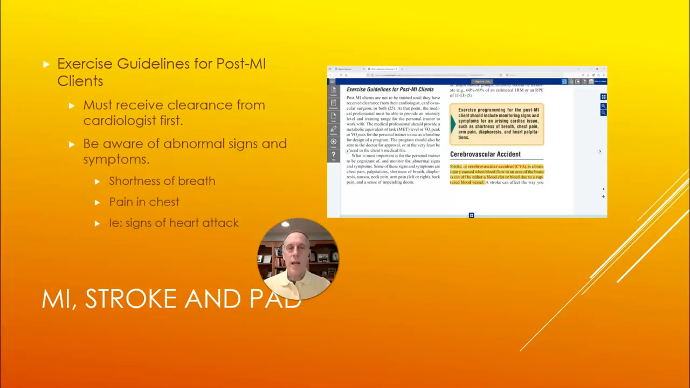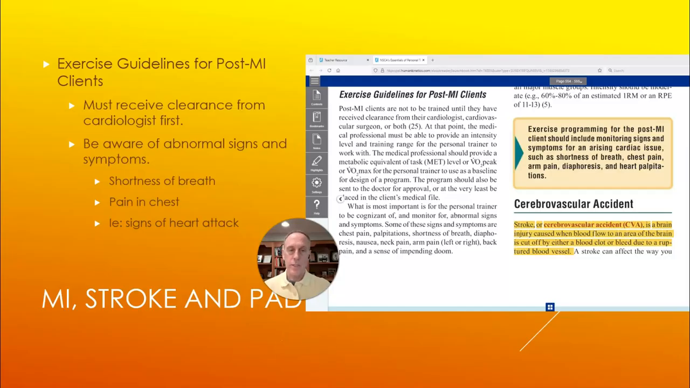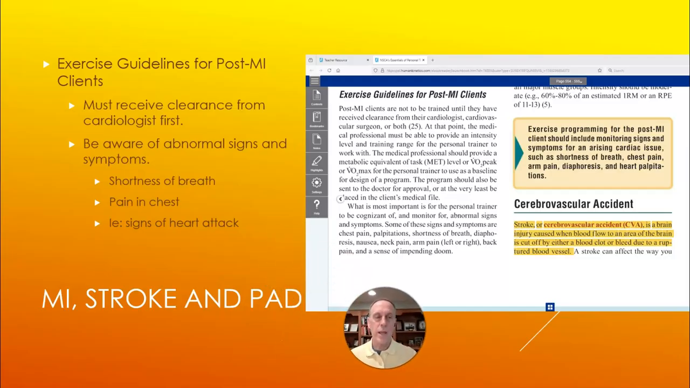With some of the exercise guidelines, they talk about stroke in here, and they also talk about some other things regarding peripheral artery disease. The big takeaway that they have here is with a cerebral vascular accident, which is a stroke, is a brain injury caused when blood flow to an area of the brain is cut off by either a blood clot or bleed due to a ruptured blood vessel. And that'll be reflected somewhere else in a quiz question or test question.